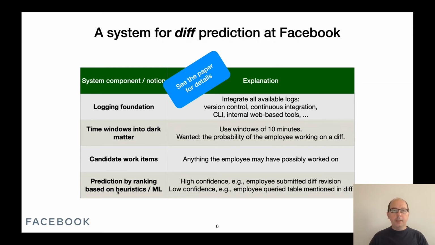So this ranking, this prediction, is basically a composition of a bunch of heuristics and ML models. And again, we use high confidence heuristics, like someone submitted a diff revision, versus low confidence ones, like someone queried a table that is also mentioned in a diff.